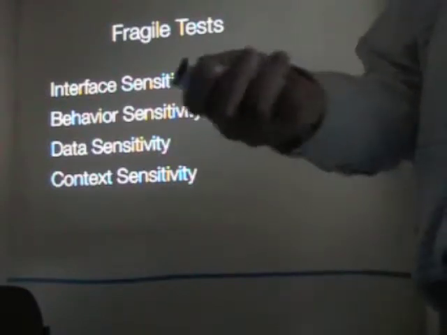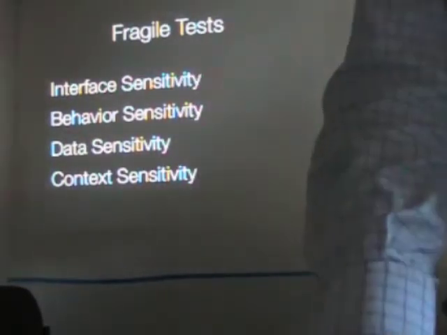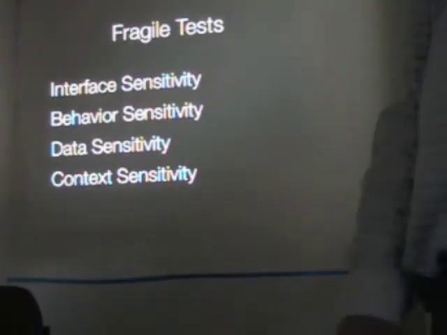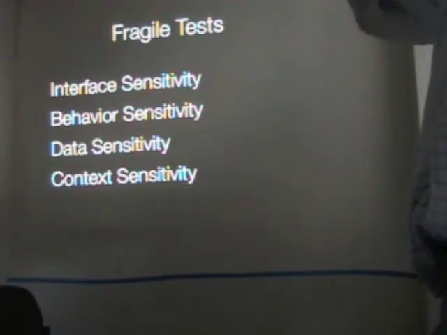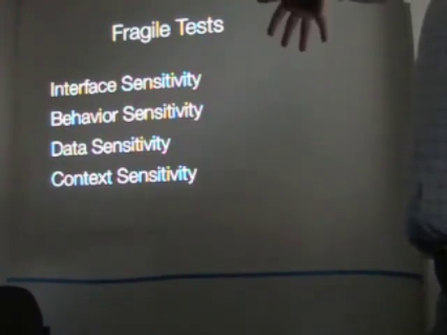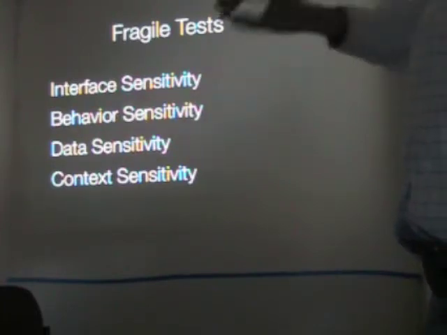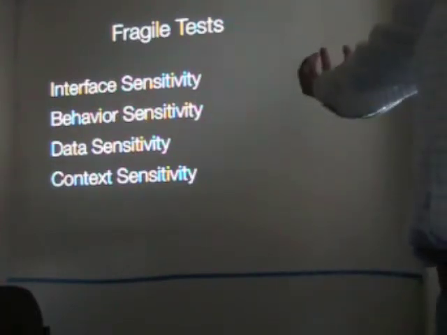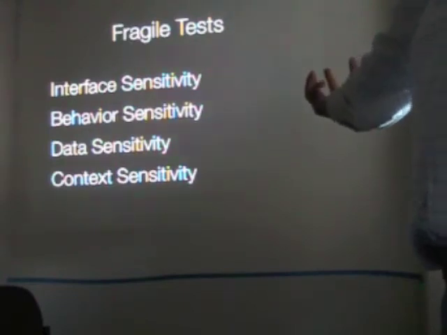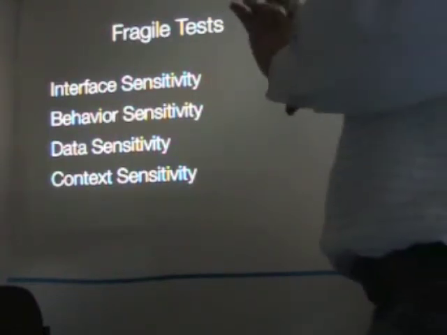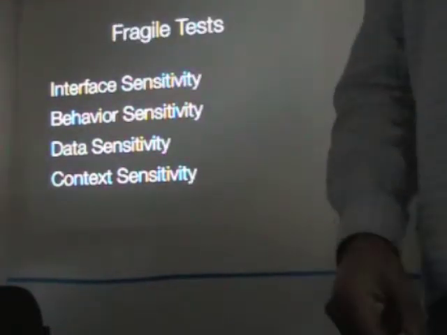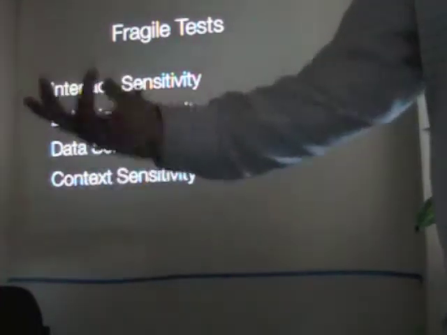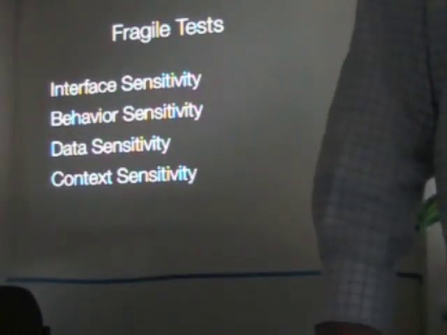So we saw the behavior sensitivity and the data sensitivity. I showed you some time ago the backdoor manipulation. I went to the database directly, set up the test fixture, and then I exercised the system, and then I went to the backdoor to test it. The data sensitivity basically says if you're depending on this and somebody else changes the data, your test is going to get impacted by the change in the data.